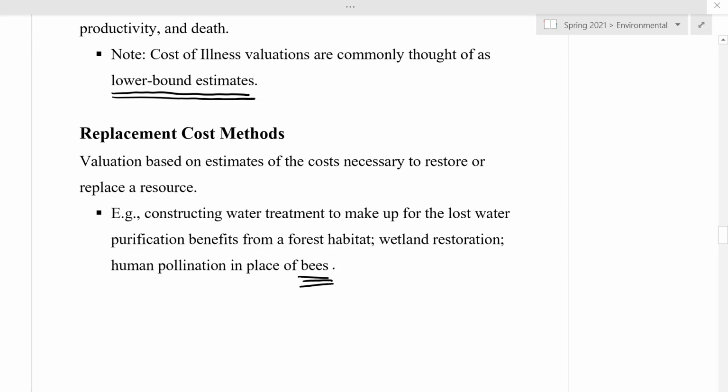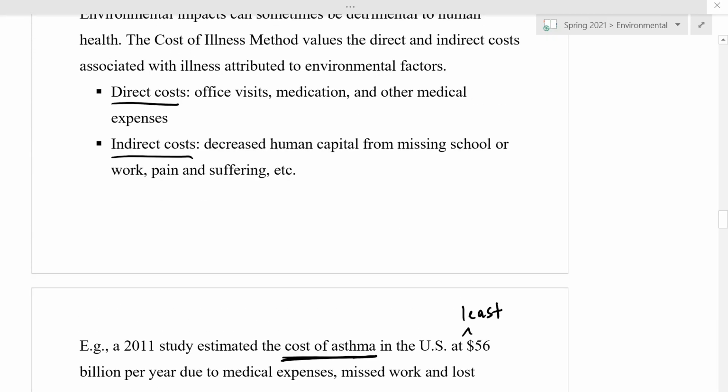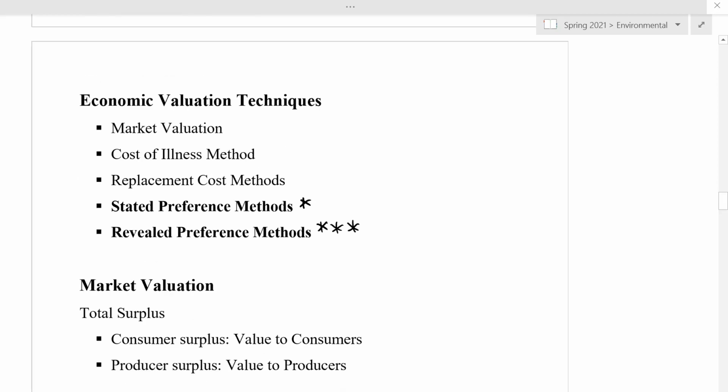Very labor intensive. It would be just generally a very costly endeavor. And that would then therefore put a very high value on the existence of bees. Okay, so replacement cost. So those are the three first ones here: market valuation, cost of illness, and replacement cost.